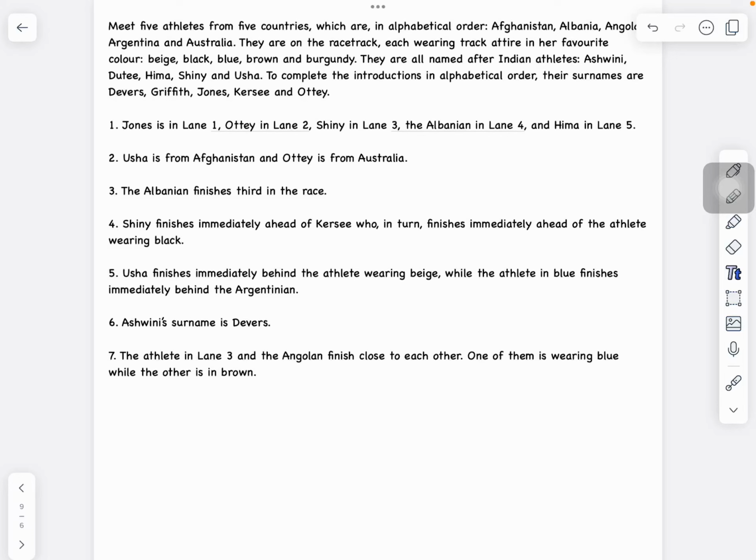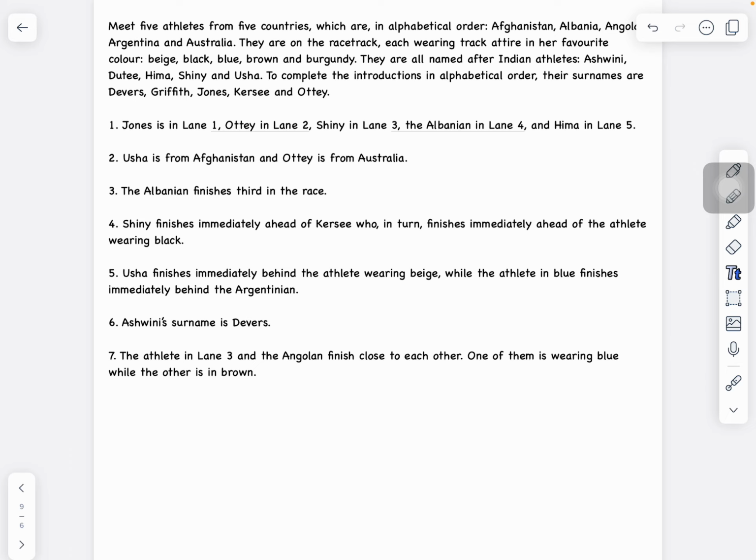So here is another puzzle from Hindustan Times. They have given some data. It's about a running race. Meet five athletes from five countries, which are in alphabetical order. So they have given five countries, and these five athletes are on a racetrack, each wearing track attire in their favorite color. So these five different people are from five different countries, and they are wearing five different colors.